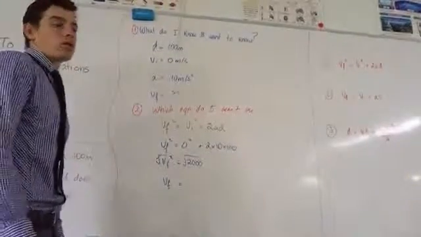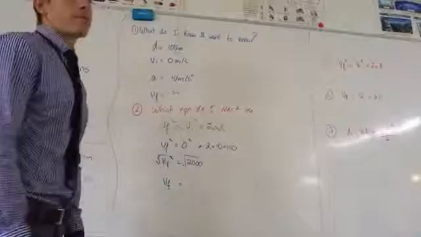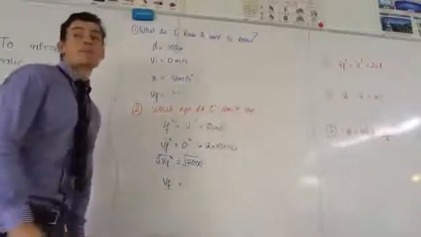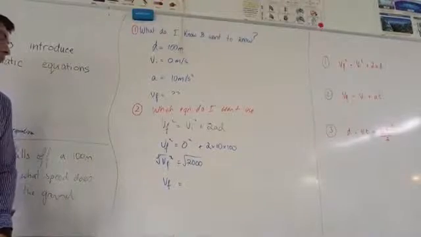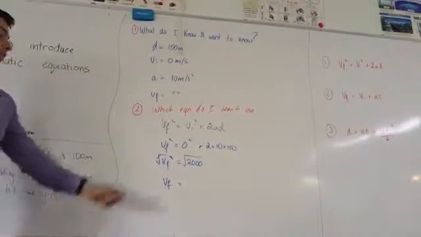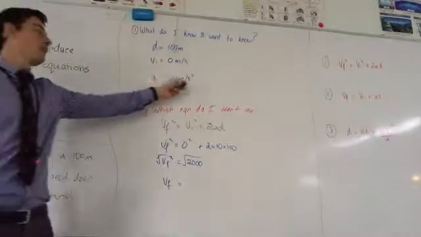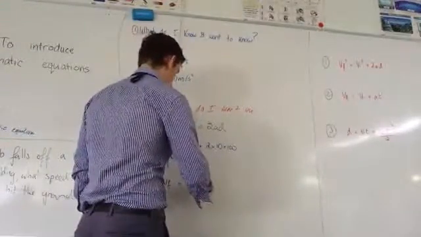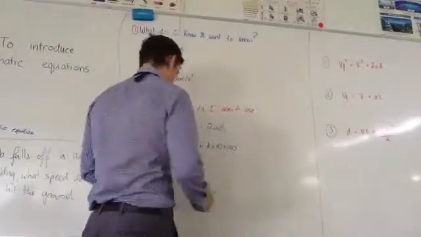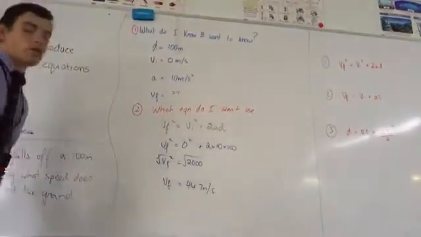Throw your calculator out. The square that was on the 10 is part of the units. It's 44.7. 44.7 metres per second.